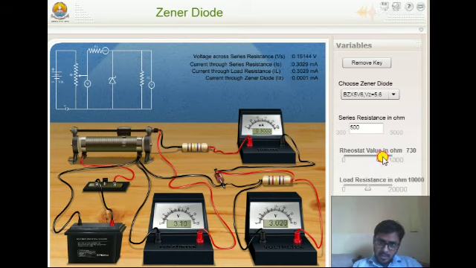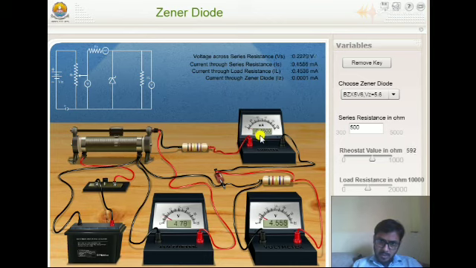Initially I just minimized all the values. This is the zero input, the output voltage is 0, and the current is also 0. Now increase the input voltage slowly, and note the input voltage, the output voltage, and the value of the current across this Zener diode. So start this experiment. I increase the input voltage and see the output voltage, and you have to notice how much it is.